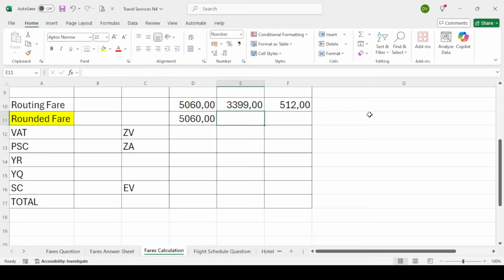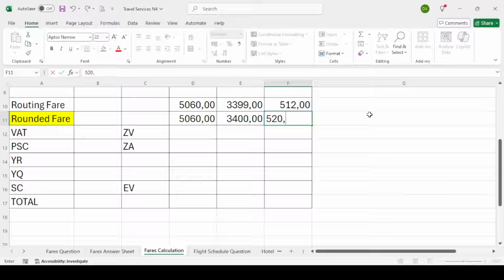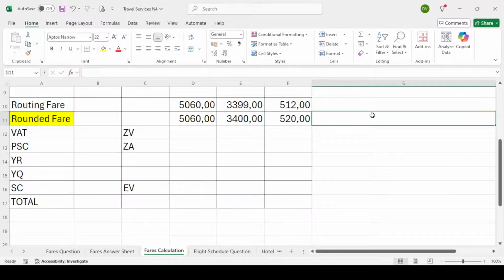3,399 rand. The next 10 after 99 is 100. So we're going to actually add it, and it will be 3,400 rand. 512 rounded up to the next 10 rand will be 520 rand, because the next 10 after 12 is 20. Right.